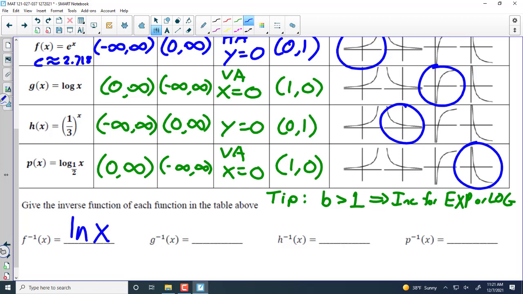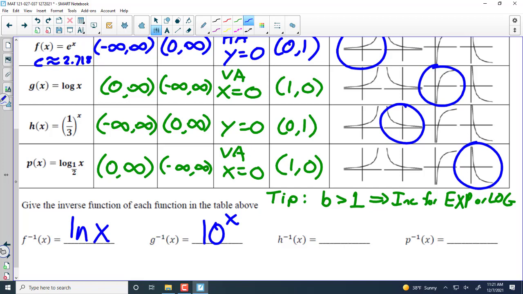The second function up here is a logarithm function with what secret base that you can't see? 10. Its inverse, therefore, is an exponential function with that base, 10 to the x. The third one is an exponential function. Therefore, its inverse is a logarithm function.